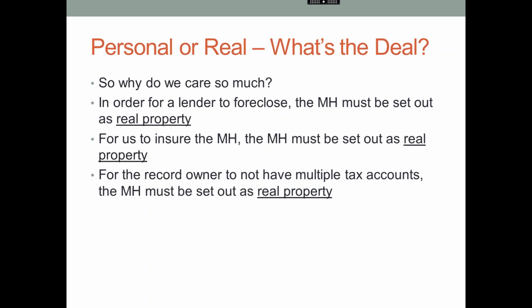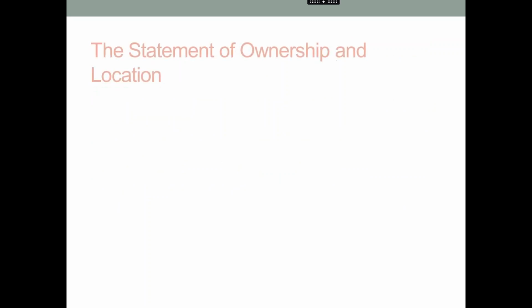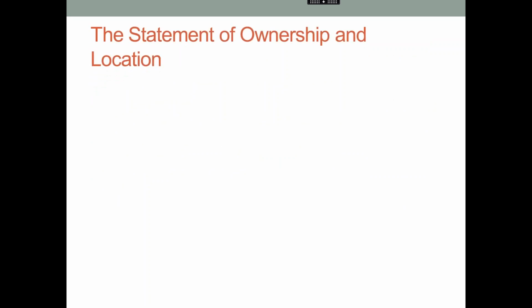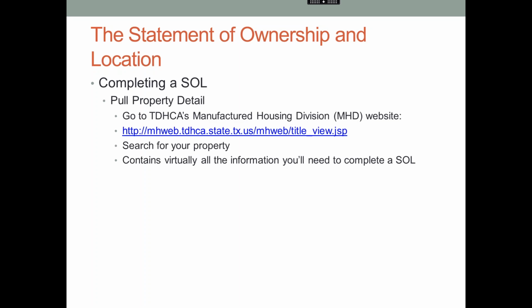So the next question is, okay, well, it's excellent that I now know that we most of the time need to have manufactured homes be real property, but how exactly do we do that? Well, the answer's honestly pretty simple. We're going to go ahead and file a statement of ownership and location. And the statement of ownership and location seems like a pretty scary form, but it's really not. This is a form that you can locate on TDHCA's website. You can print out this form or you can fill it out on the website itself. You are able to actually pull property detail for your mobile home on TDHCA's website as well.